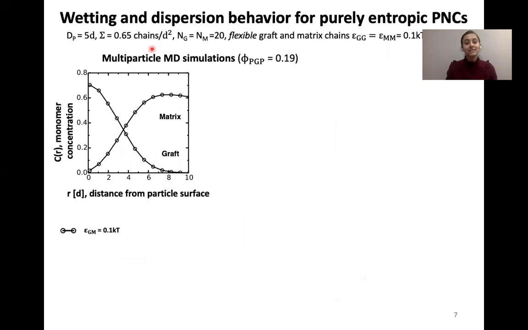So first, let us consider the wetting and dispersion behavior for purely entropic PNCs. These correspond to PNCs in which the graft and matrix polymer chemistries are identical, and they are modeled by keeping the strength of graft-matrix interaction at 0.1 kT, equal to graft-graft and matrix-matrix interaction. We quantify wetting by plotting the monomer concentration as a function of distance from the particle surface, and we find that the concentration of graft monomers decreases while that of matrix monomers increases away from the particle surface, as expected.